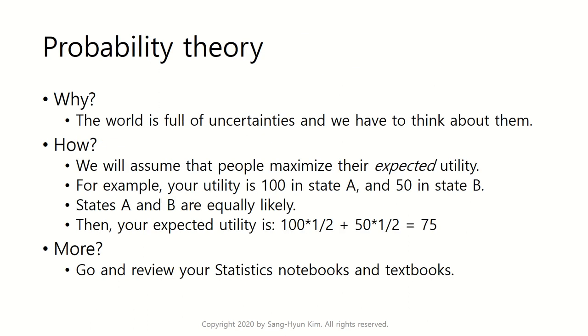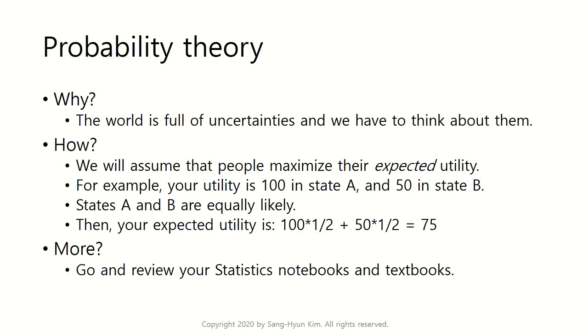So probability theory. So why do we need probability theory? Because the world is full of uncertainties and we have to think about them and somehow we have to deal with them. So we need language to describe such uncertainties and people's responses to such uncertainties. And probability theory provides a language for that purpose. So how exactly do we use it? We'll assume that people maximize their expected utility.